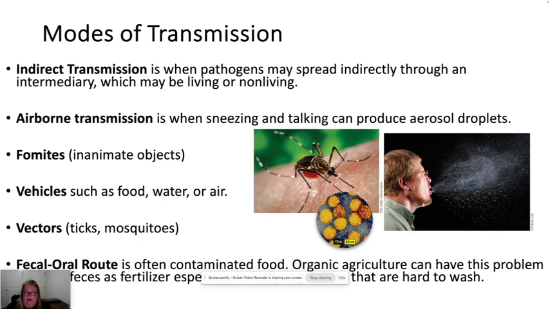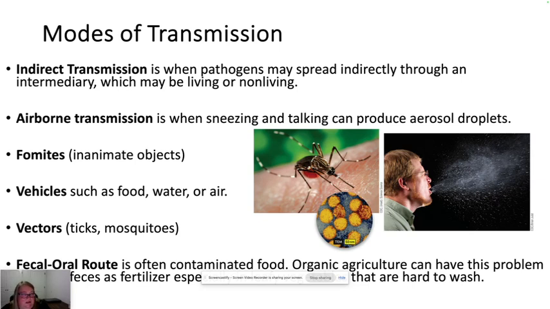Okay, so the next set is modes of transmission. So we're going to talk about indirect modes of transmission. This is when the pathogens are spread indirectly through an intermediary, so a middleman, and this can be a non-living or a living intermediary. For indirect transmission, we have several routes they can go and several vehicles that it can use.